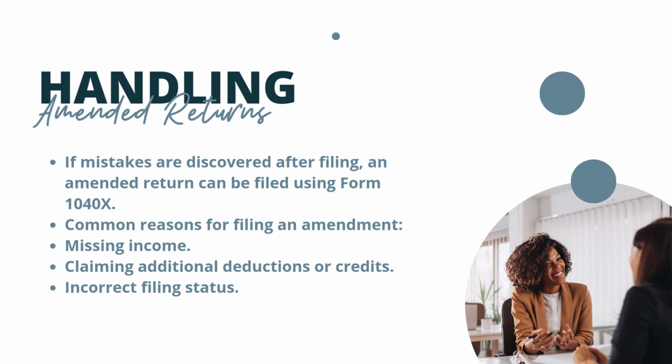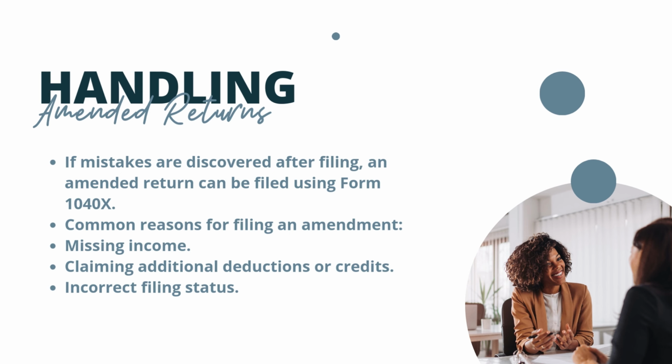Sometimes, even after filing, mistakes can come to light. If that happens, don't worry. There's a way to fix it by filing an amended tax return using Form 1040X. Common reasons for amending a return include missing income, claiming additional deductions or credits, or correcting the filing status. It's important to address any issues quickly to avoid additional penalties.